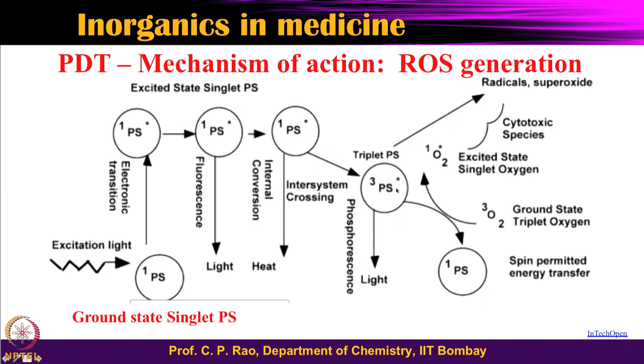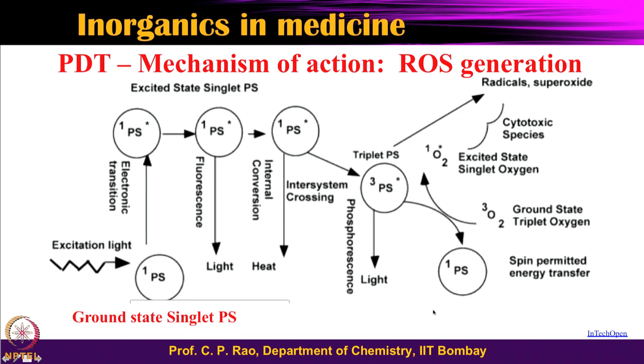So, the excited triplet state can come to the ground state by emitting light, which is called phosphorescence, and the excited singlet state coming to the ground state is called fluorescence. And now, this will react with oxygen to convert it into singlet oxygen, and to convert into other kinds of ROS, cytosolic species, the radicals, superoxides. So, there is a lot of energy transfer that can make ground state triplet oxygen, we will come to that.